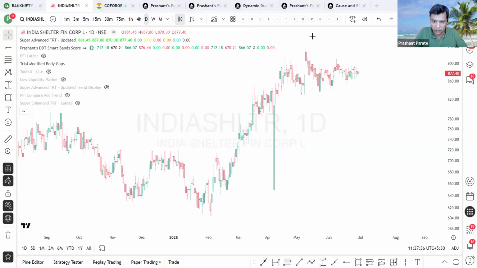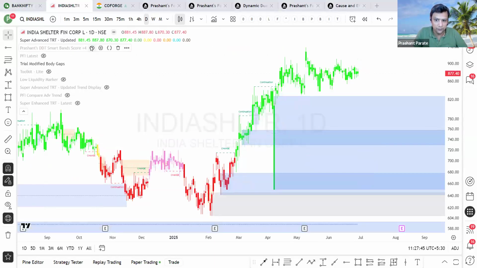So I think he's not in the meeting. We'll skip that stock in that case. I think he's here. So this is the stock of India Shelter.